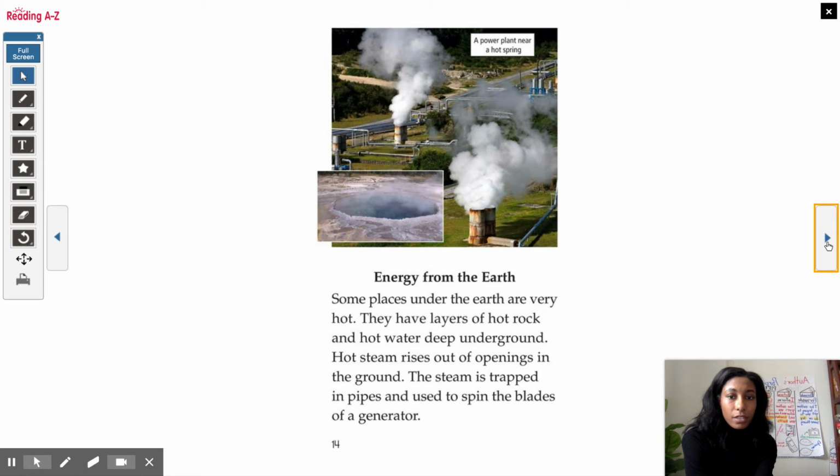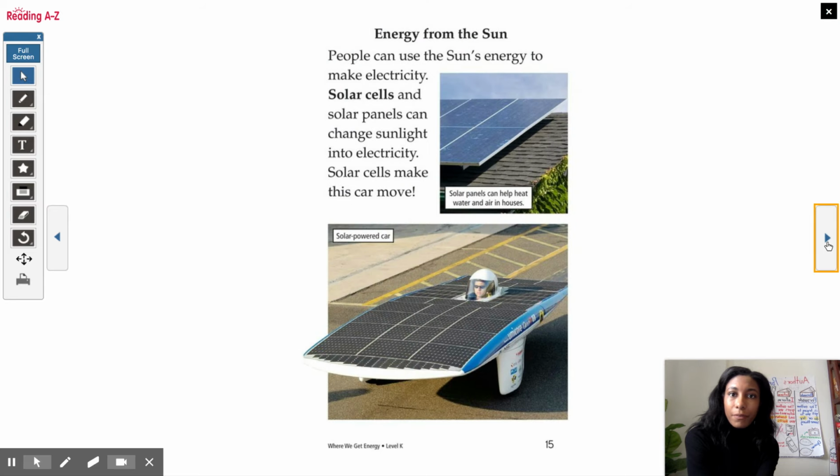Energy from earth. Some places under the earth are very hot. They have layers of hot rock and hot water deep underneath. Hot steam rises out of the openings in the ground. The steam is trapped in pipes and used to spin the blades of a generator.